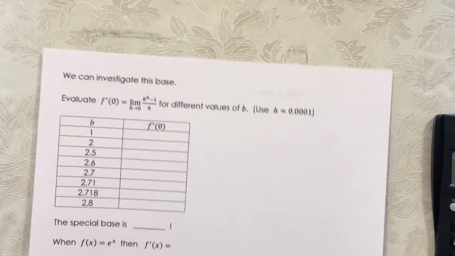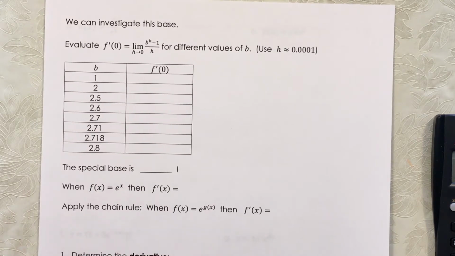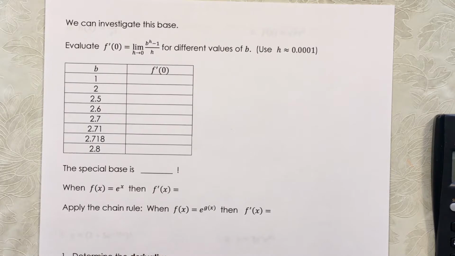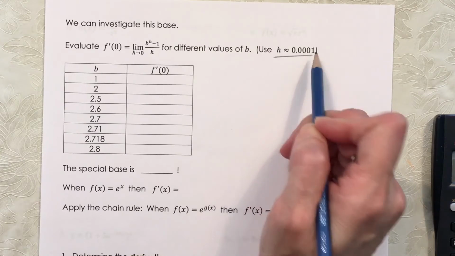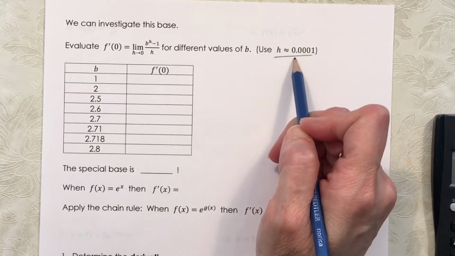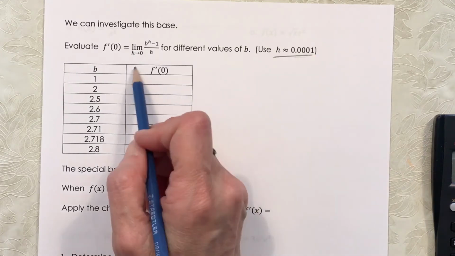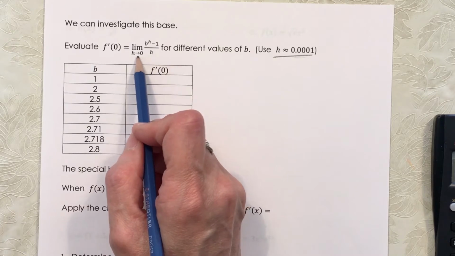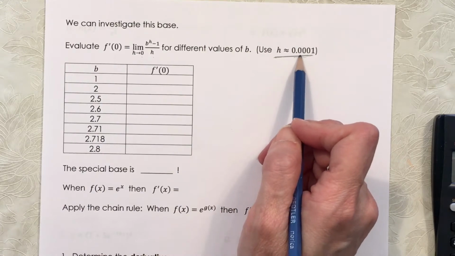So we're going to do that using the technique that you may have learned in advanced functions. Okay, so we're going to investigate this base. We're going to evaluate f prime at 0 according to the formula we came up with, being the limit as h approaches 0 of b to the h minus 1 over h, for different values of b. Okay, so here's our base. We're going to let h, this is what you did in advanced functions, instead of having it equal 0, which we can't, let it be a number like 0.0001. So I'm letting h approach 0, but really I want h to approximate this number 0.0001.